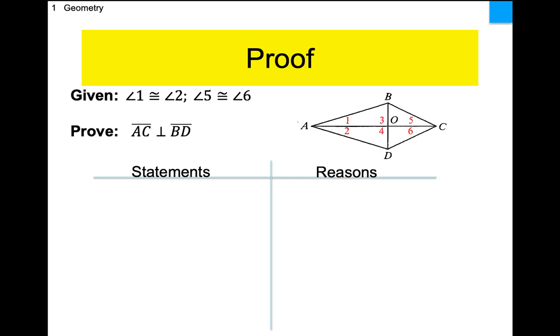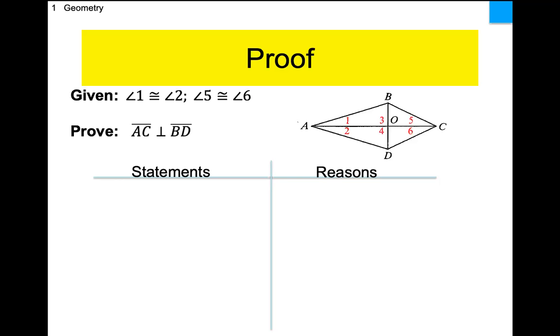I have to show that AC is perpendicular to BD. How do I show in general terms that any two things are congruent? That's the slide I kept showing you. How do I show that two things are congruent?